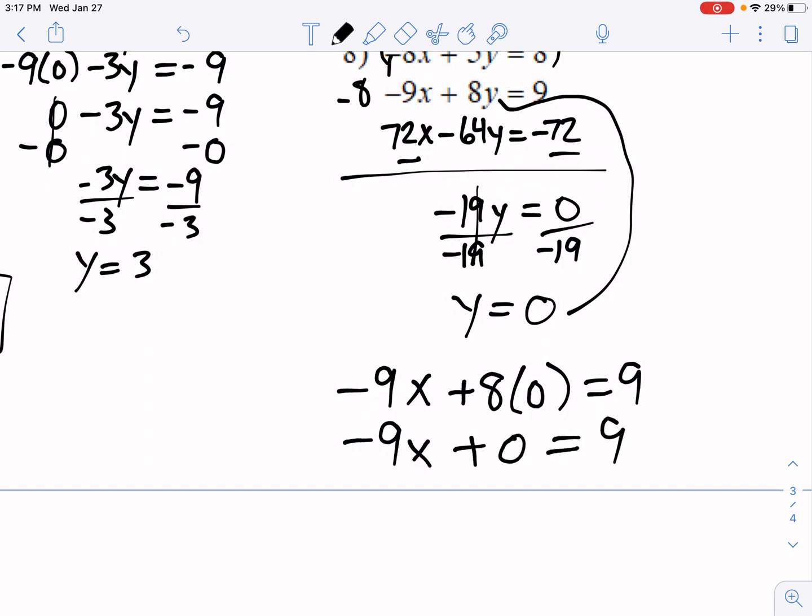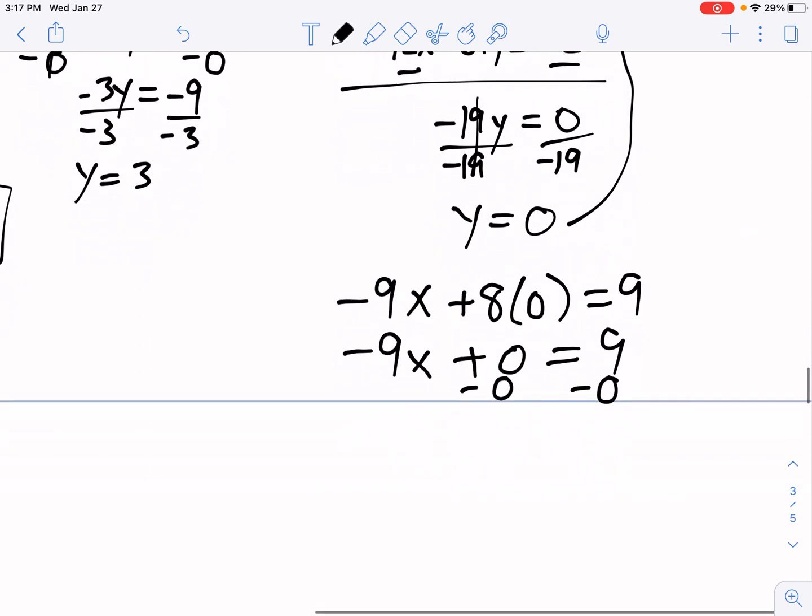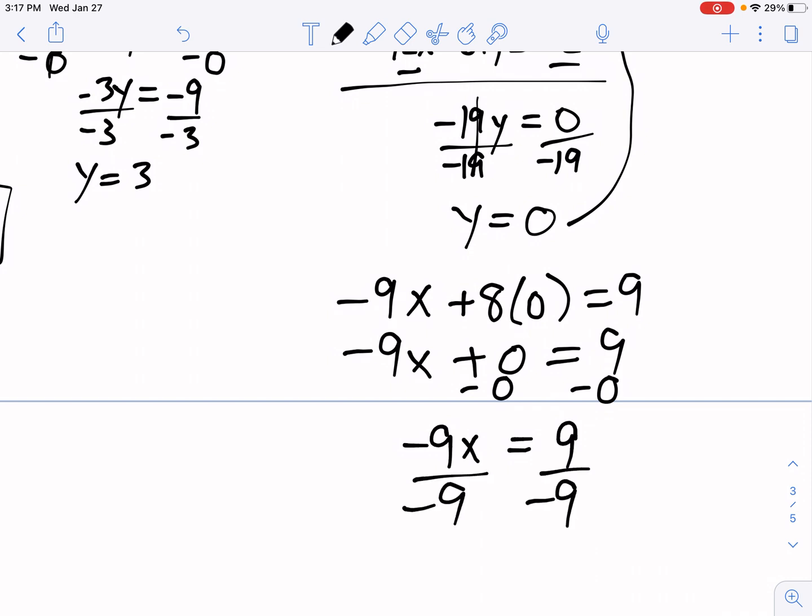You don't really need to write the plus 0. If you want to, that's fine. We could treat this like a two-step and subtract 0 over. Either way, we're going to get negative 9x equals 9 minus 0, which is 9. Dividing by the coefficient, a negative 9 from both sides, we get x equals 9 divided by 9 is 1, and since we have a positive divided by a negative, it would be negative 1. So our solution here would be a negative 1 for the x and 0 for the y.